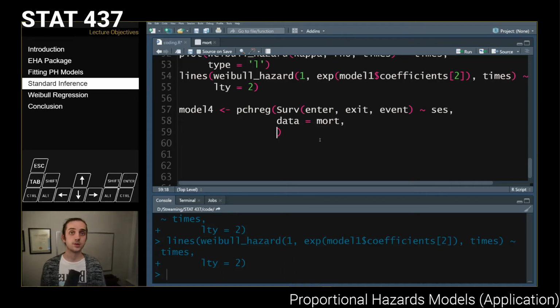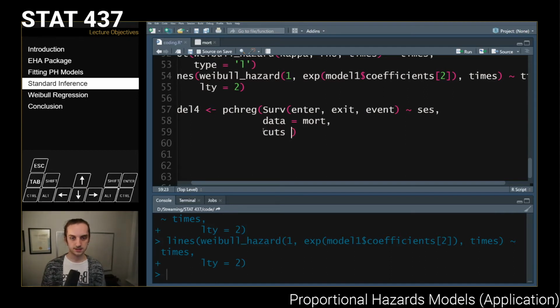Here, instead of the distribution, what we want to do is specify a set of cut points for our distribution. The way that we would do this is we just pass in this cuts parameter, and then we can pass it a vector of where we want the cuts to be. So we could say every 4 years. So we do 0, 4, 8, 12, 16, and 20, right?